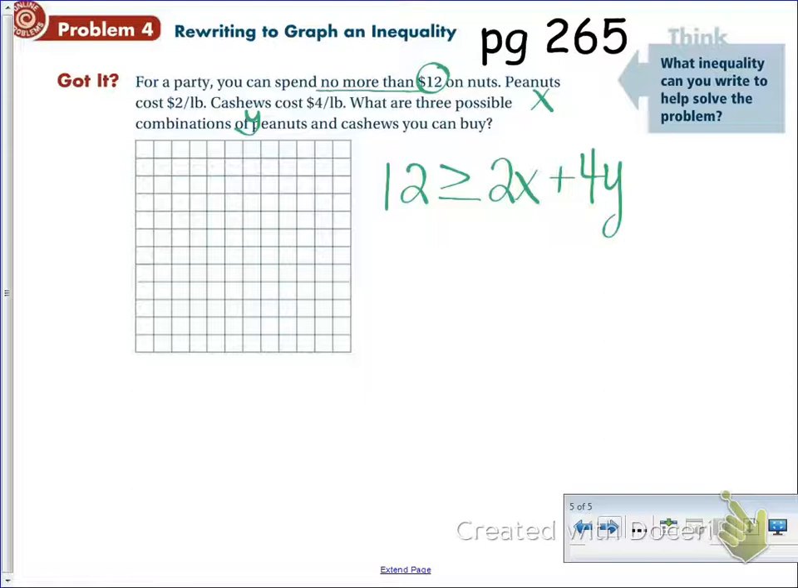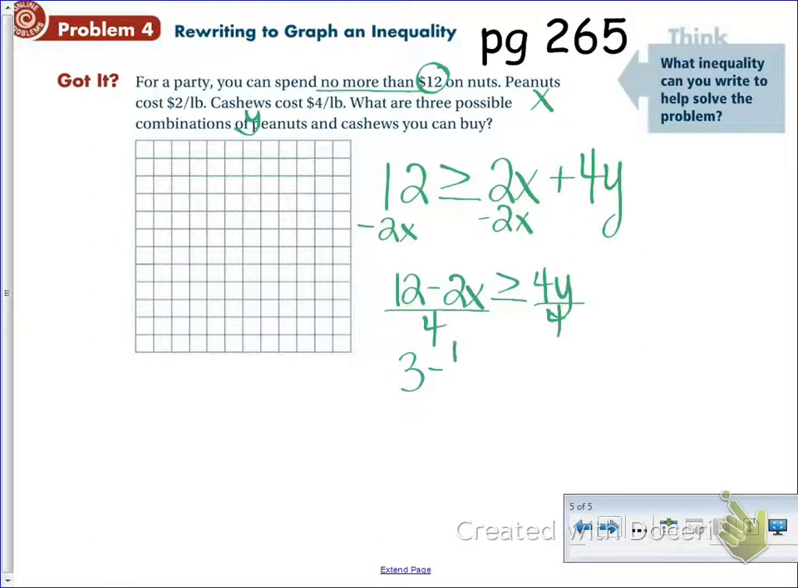Now before we can graph this, we have to be able to solve it for y. So we should subtract 2x. And we get 12 minus 2x is greater than or equal to 4y. And to isolate our variable y, we would divide by 4. 12 divided by 4 is 3. 2 divided by 4 is 1/2.